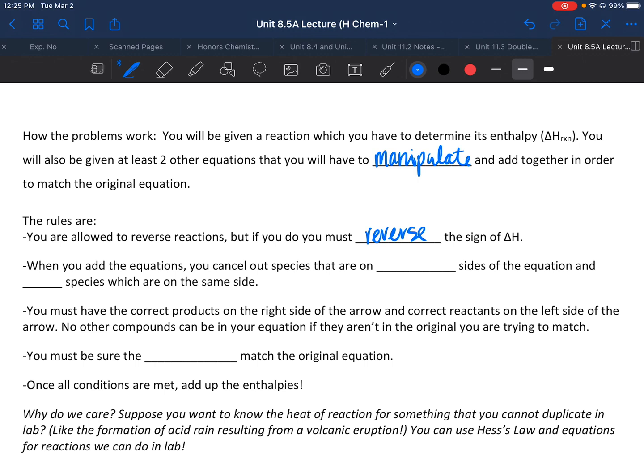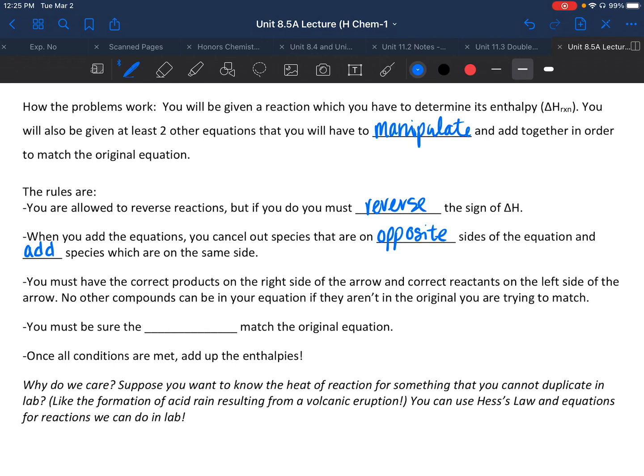You also have to remember when you're adding equations, you will cancel out quantities of species that are on opposite sides of each other. So if you have a species that's 1 mole on the reactant side on one equation, 1 mole on the product on the other, those actually cancel out. And then you have to add the species if they are both on the reactants or product sides of the two equations you're adding together.